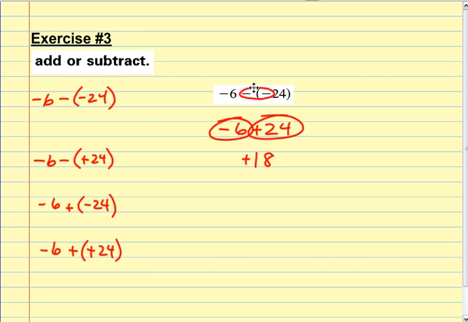What would this simplify to, Maggie? We never want two of these right next to each other. So that's going to give us negative 6 what? Plus 24. And then we just combine them, right? Okay. What about these two? What does that simplify to?